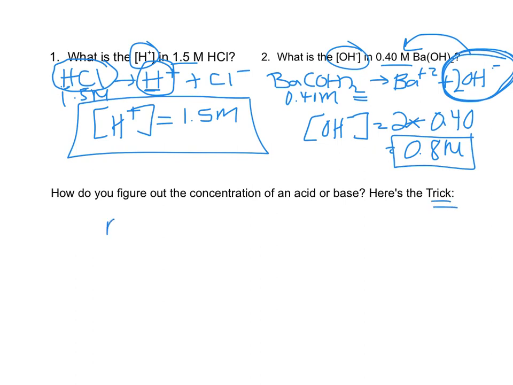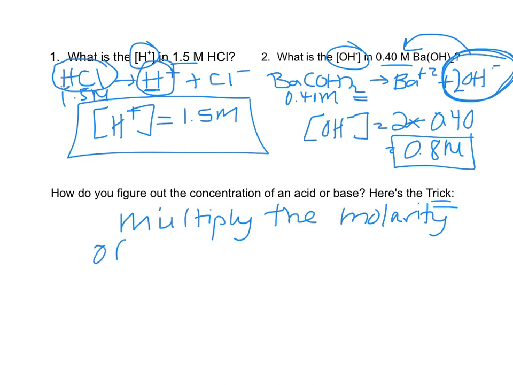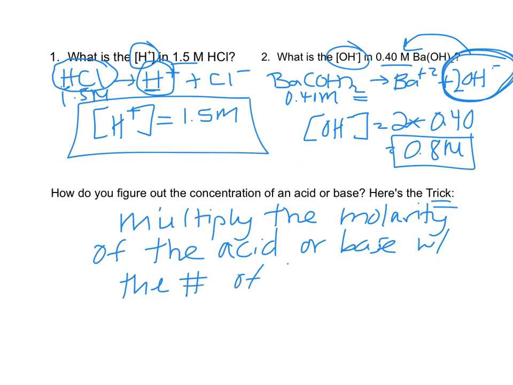So the trick is multiply the molarity of the acid or base with the number of hydrogens or hydroxides in the formula.